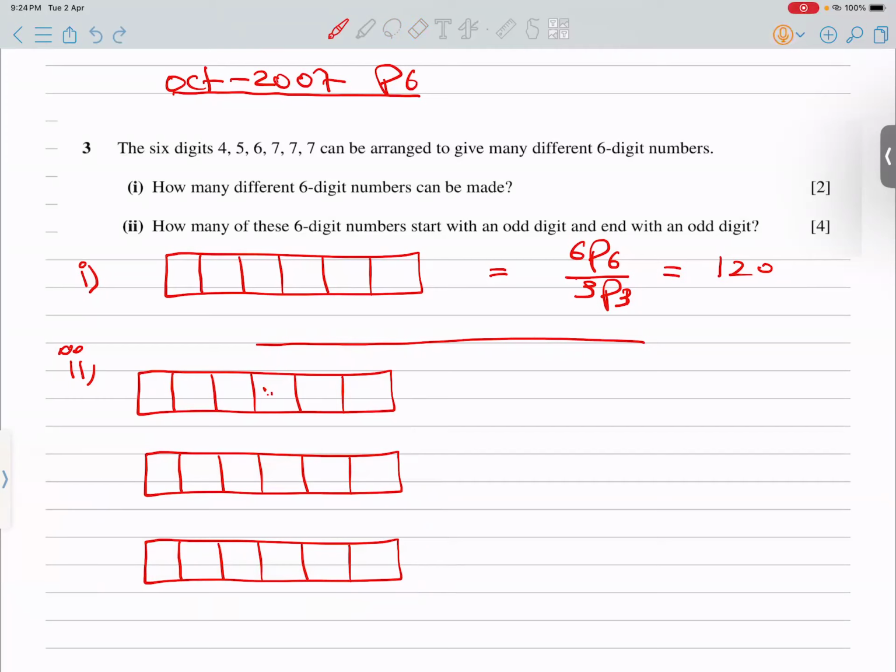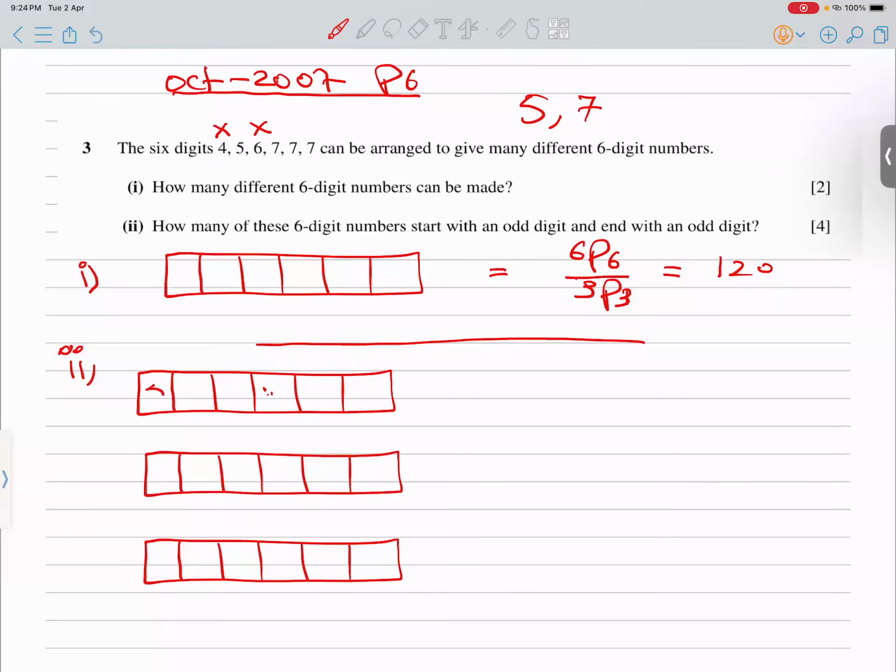So now you know what the technique is, because he said odd number. How many odd numbers do we have? 4 is an even number, cancel it. You can see at the top, 6 is an even number, cancel it. So actually we have a 5 and 3 sevens.